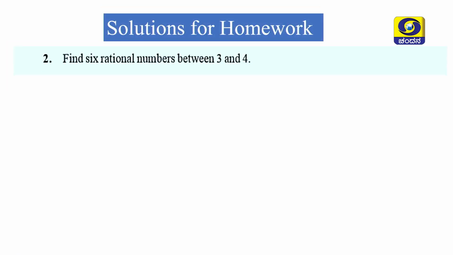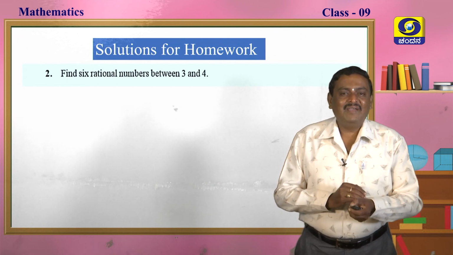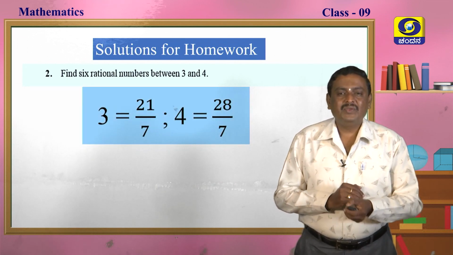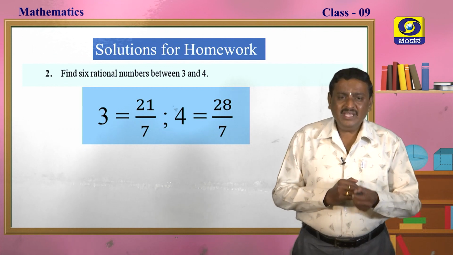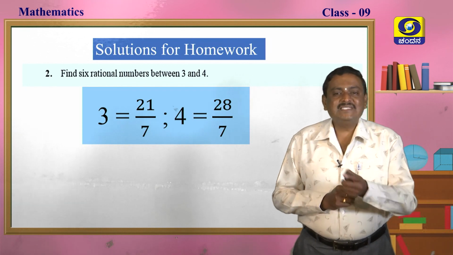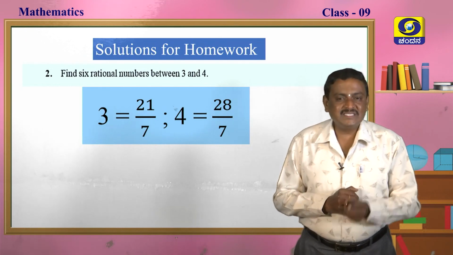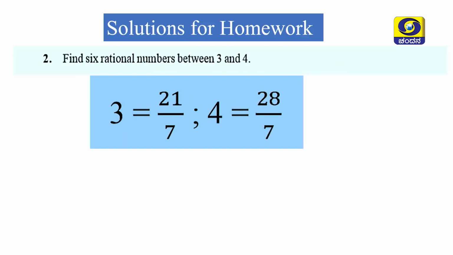Okay. For the second one, find 6 rational numbers between 3 and 4. I will show the solution. You have to verify your answer. We need 6 rational numbers between 3 and 4. So, 6 plus 1 is 7. Multiply both numerator and denominator by 7, we will get 3 is equal to 21 by 7, and 4 is equal to 28 by 7. If you simplify, we will get 3 and 4.